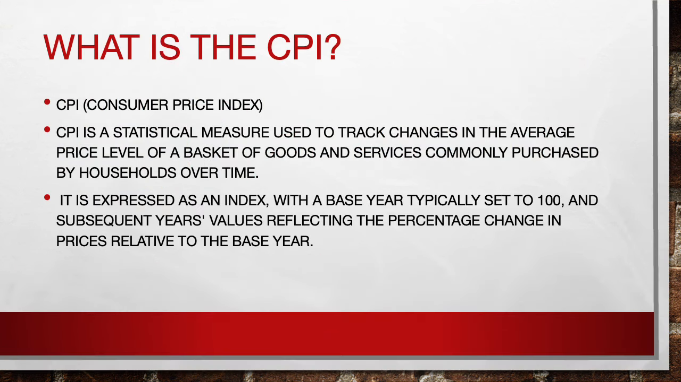What is the CPI? The CPI is the Consumer Price Index. The CPI is a statistical measure used to track changes in the average price level of a basket of goods and services commonly purchased by households over time. It is expressed as an index, with the base year typically set to 100 and subsequent years' values reflecting the percentage change in prices relative to the base year.